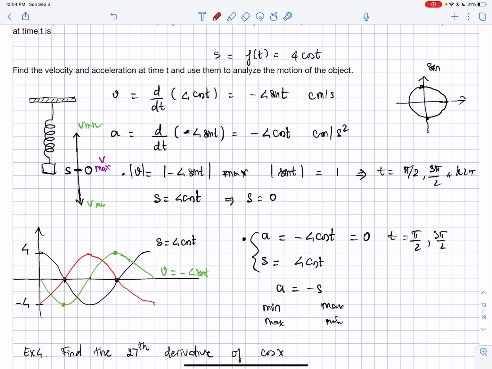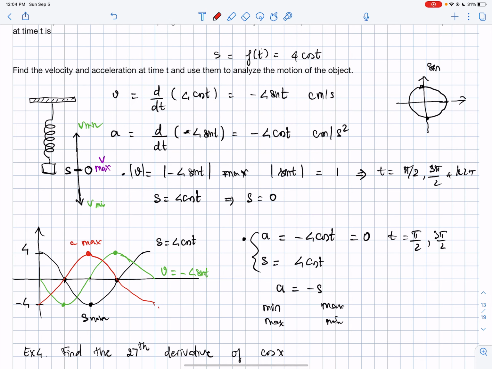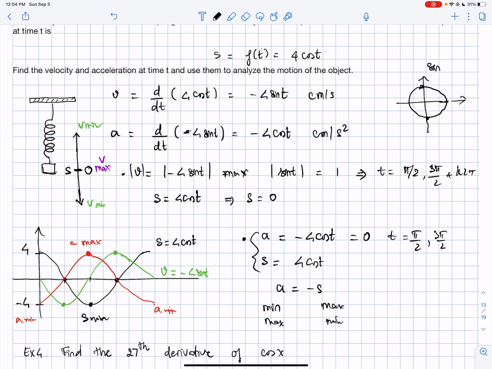Okay, so you look at the max point of a, and look at s, which is in the black color. So s is min, right? If a is max, then s will be min. And if a is min, then s will be max. So this is a min, the lowest point of a, negative 4. And look at s. So s is right here and right here. That is the max of s.